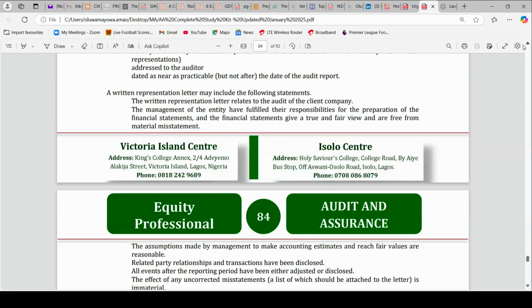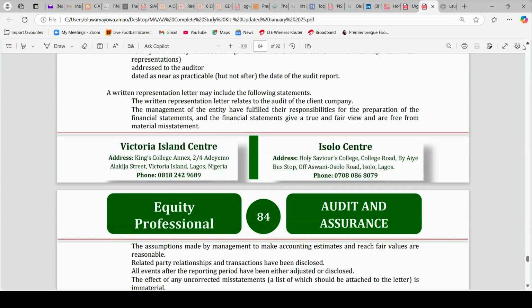So that is the basis of making those accounting estimates, and for fair value, there are some line items around investments and financial instruments that come with fair value estimation. So management has to state whichever one they are using. I know in IFRS 9, there is fair value through profit or loss. So all those assumptions will be stated, and they have to be reasonable. So that will be stated in the written representation.